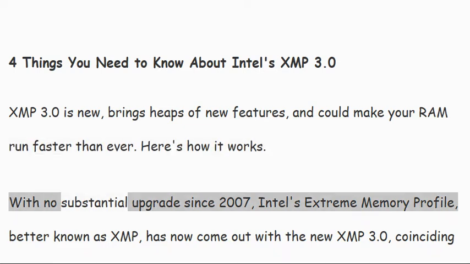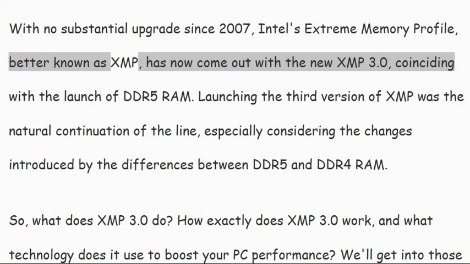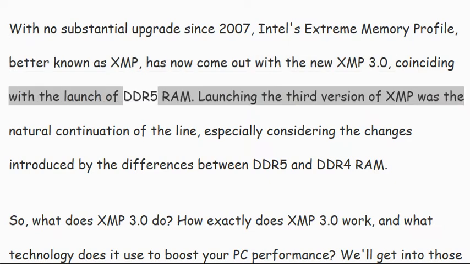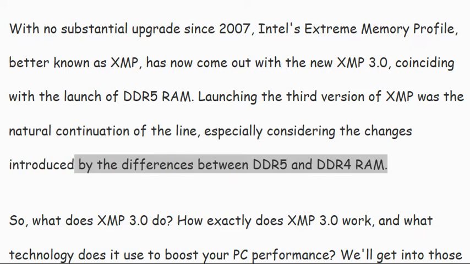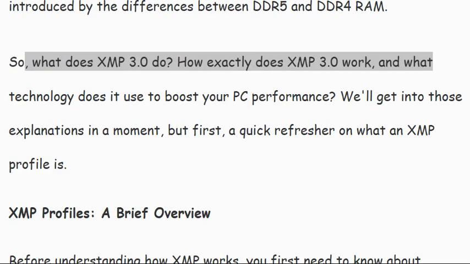With no substantial upgrade since 2007, Intel's Extreme Memory Profile, better known as XMP, has now come out with the new XMP 3.0, coinciding with the launch of DDR5 RAM. Launching the third version of XMP was the natural continuation of the line, especially considering the changes introduced by the differences between DDR5 and DDR4 RAM. So, what does XMP 3.0 do?